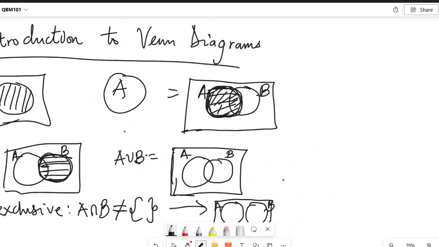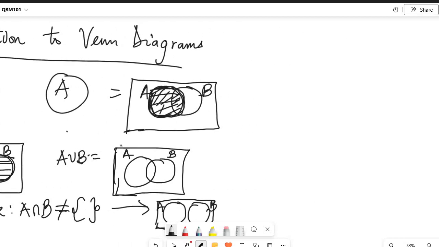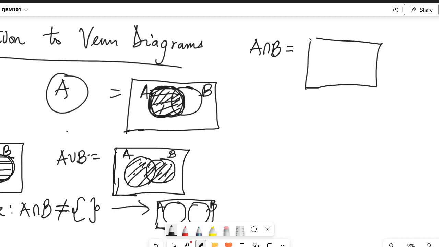All right, so let's see A union B. What do you think I would shade? Clearly I will shade both A and B, everybody in A and everybody in B. Now let's look at A intersection B. How do I draw this? So we have something like this. I'm sure this is simple. From what we have been discussing algebraically, we said that you have just what you have in the middle.